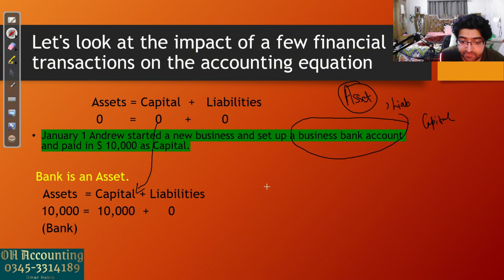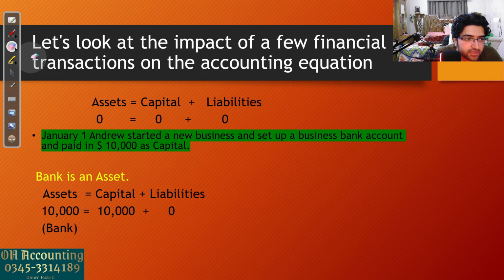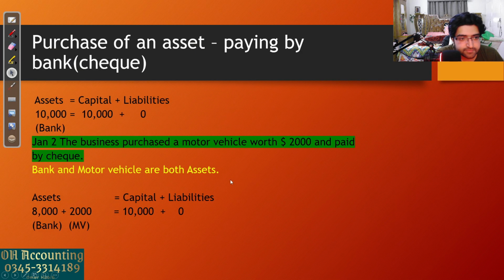So as you can see, there was a dual impact, right, on the accounting equation. Assets increased and capital also increased. So two effects for every transaction. Okay, let me erase this and move on to the next slide. I will take this forward. Look at this: assets 10,000 bank, capital 10,000 and liability 0. I will move this forward to the next slide and then look at the next transaction.